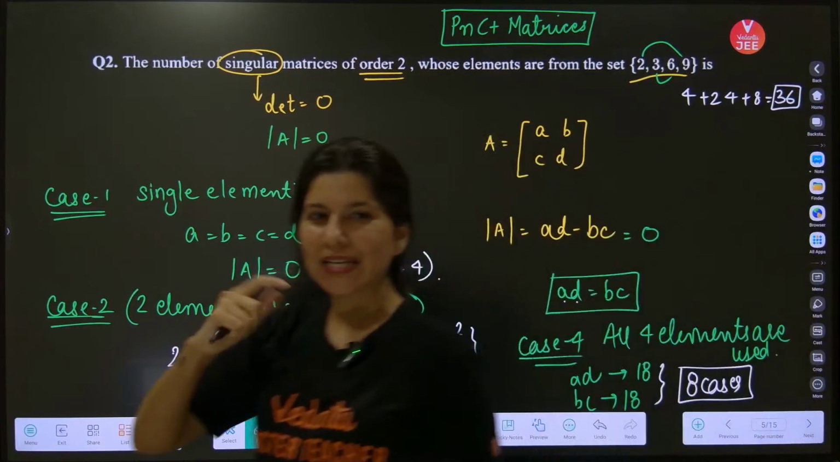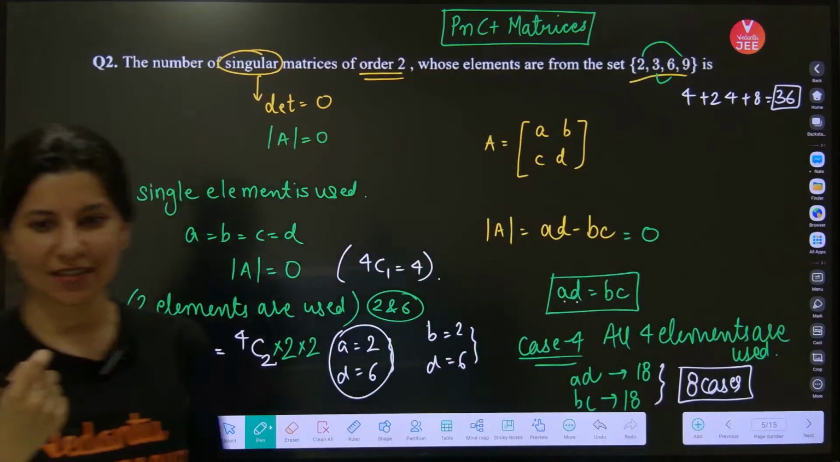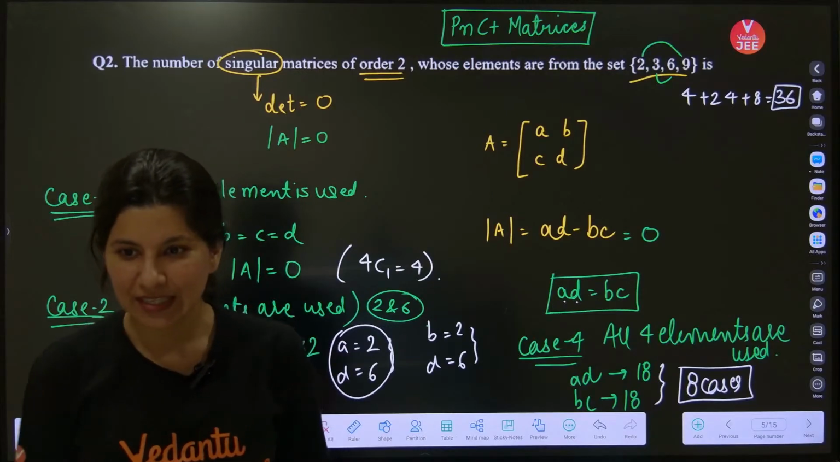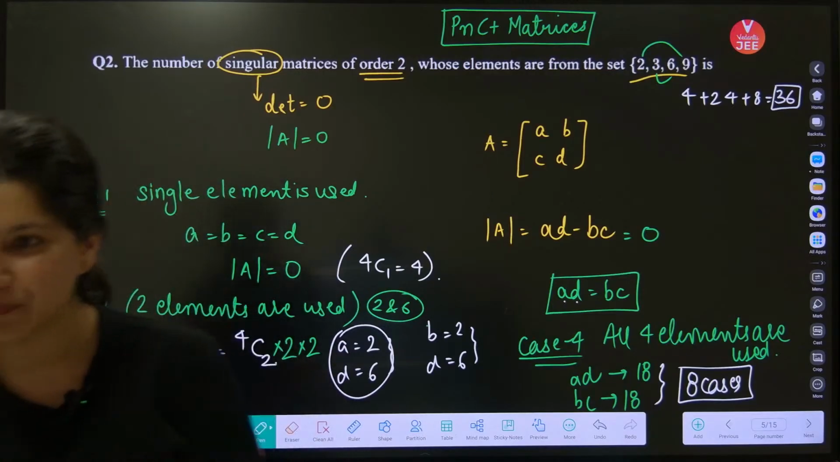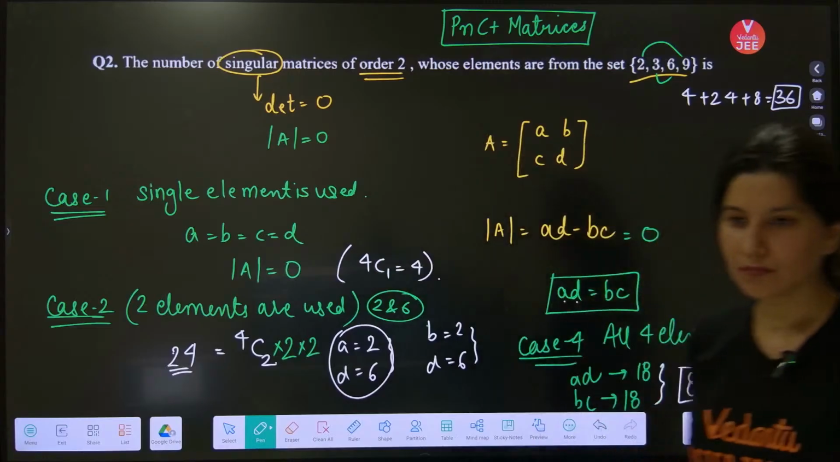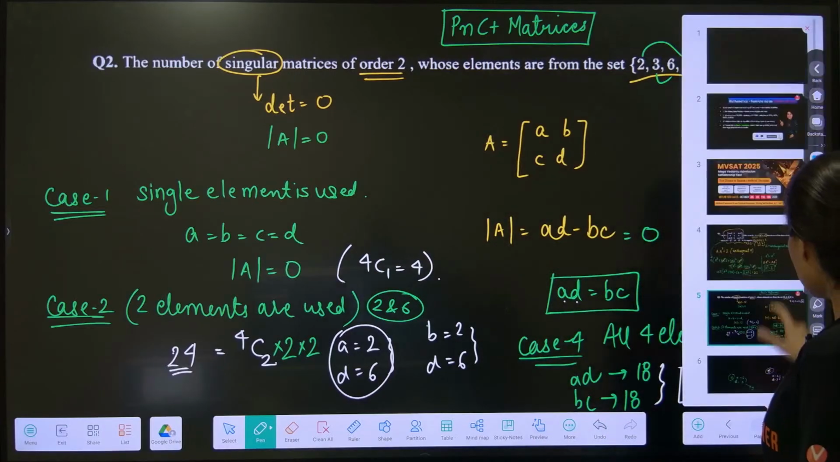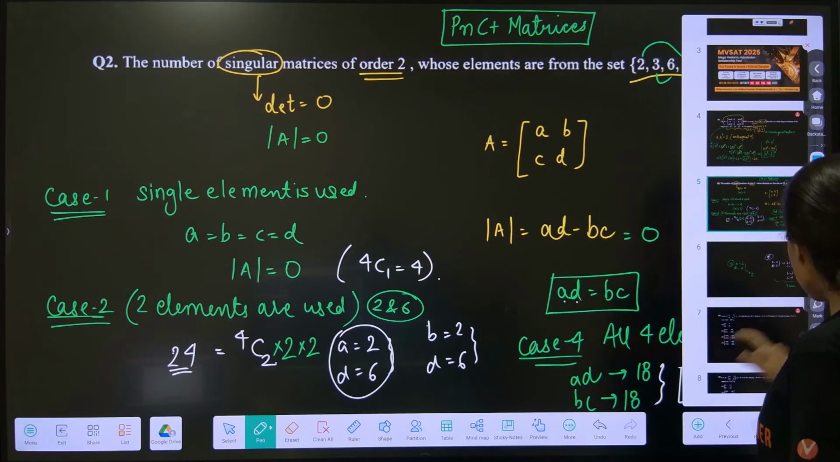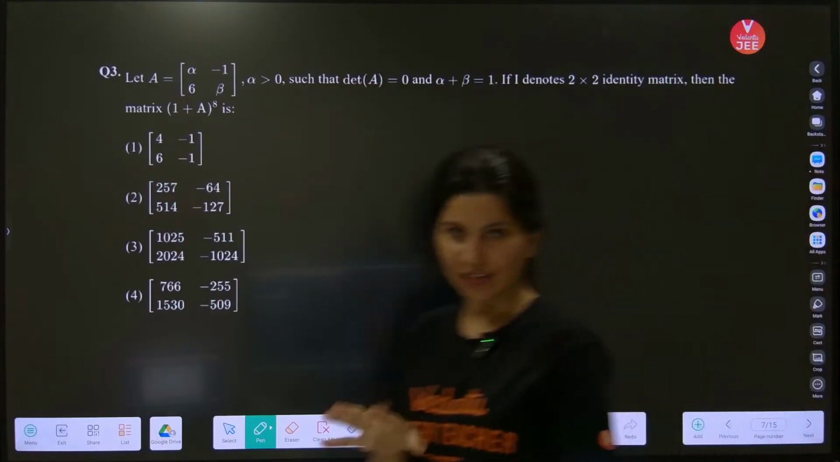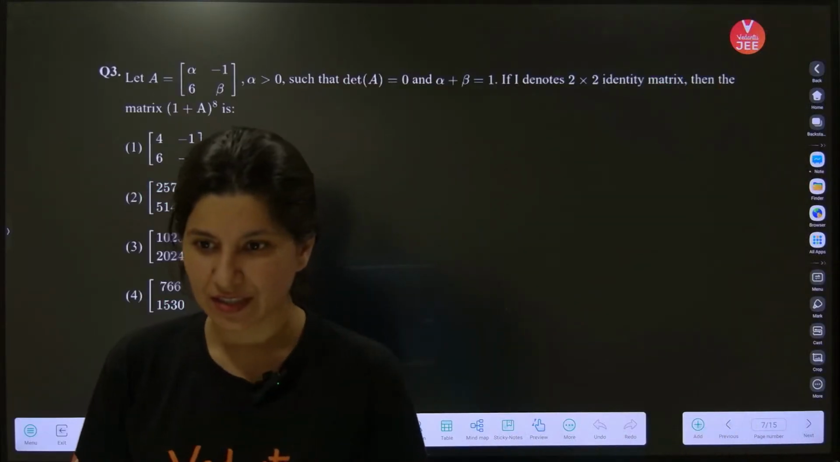So this PNC plus matrix is slightly tricky. Okay? Yes? Okie dokie, everybody? All righty, everybody? Yes? Next question, are we ready? Not very difficult. Trust me, it is not very difficult.